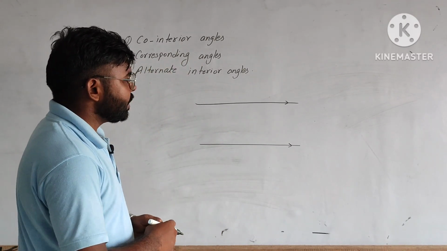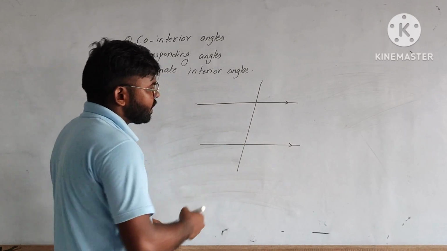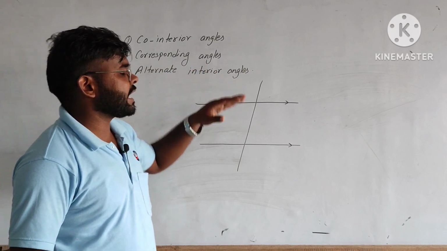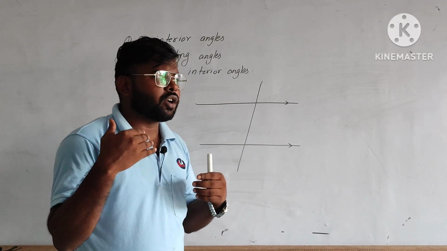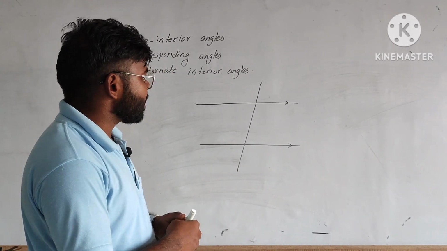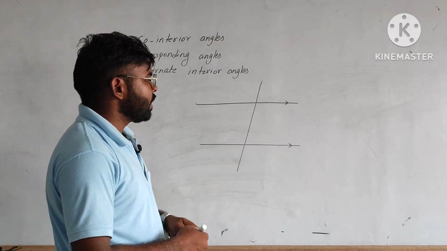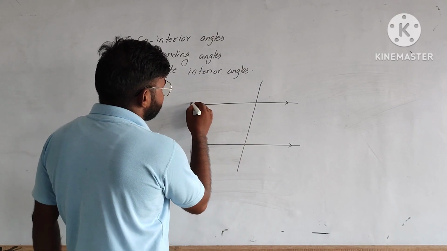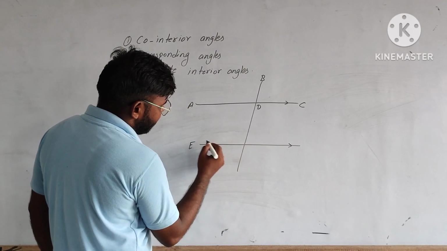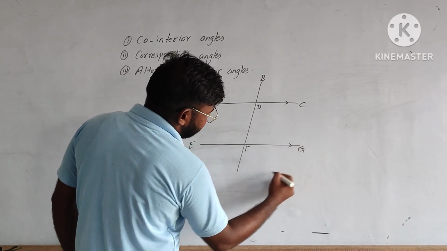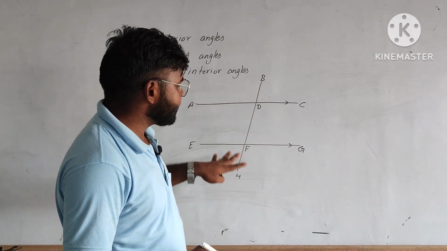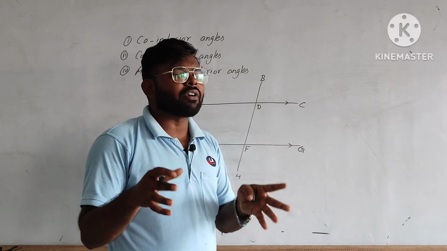Here, if any line bisects them, then we have to find out which one is the alternate, which one is the corresponding, and which one is the co-interior. Now let me write the names over here. Suppose this is A, B, C, D, E, F, G, H. These are the names of the points, and by using them we will write the names of the angles.